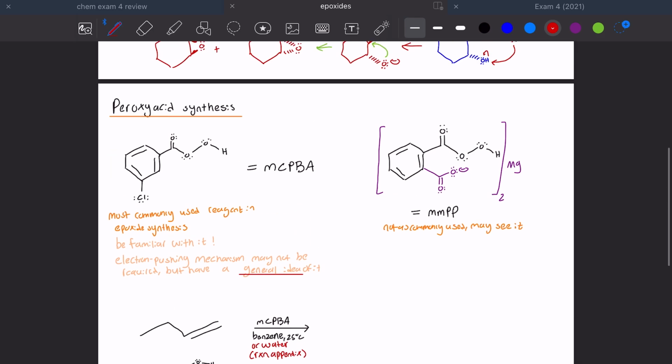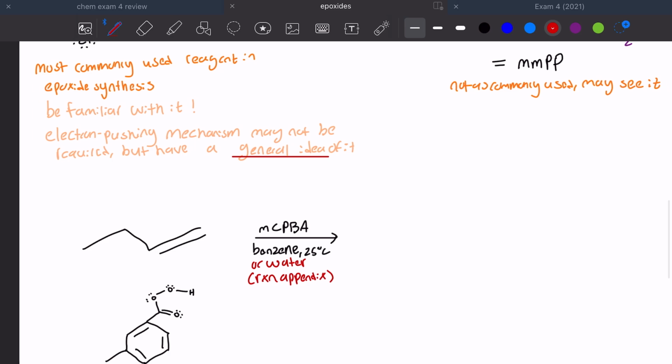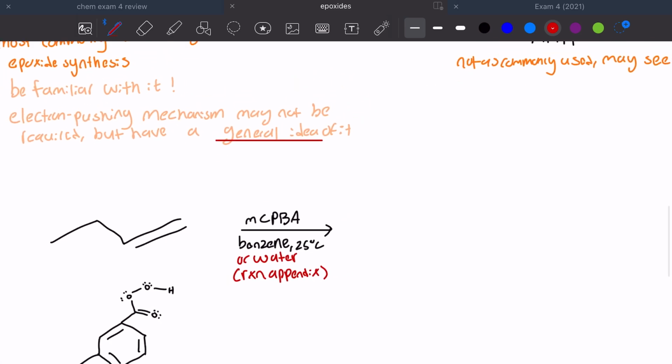So I drew a new molecule and I'll show you an example. I've redrawn mCPBA, and I'll do the electron pushing mechanism just for you guys to be familiar with it, but it's not important that you know.